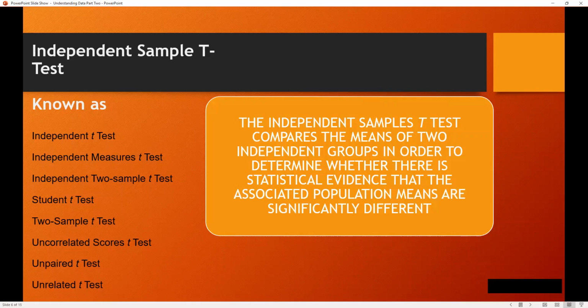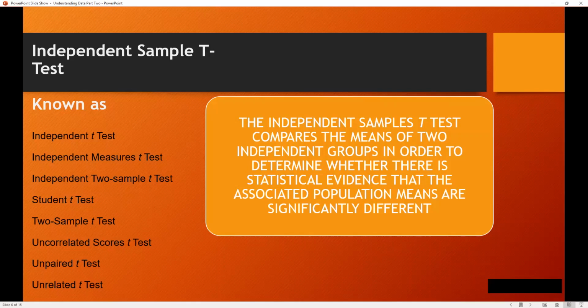So independent sample t-test is also known as the independent t-test, independent measure t-test, independent two sample t-test, student t-test, two sample t-test, uncorrelated score t-test, unpaired t-test, as the case may be. So depending on the software you're using to run your analysis, if you come across these terms, definitely you are still looking at independent sample t-test.